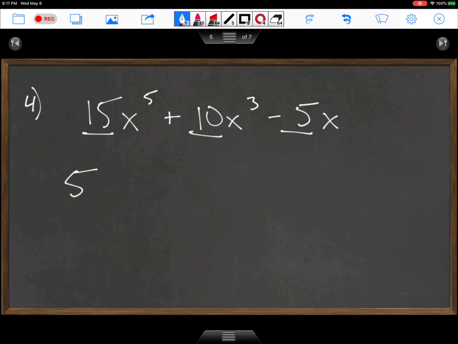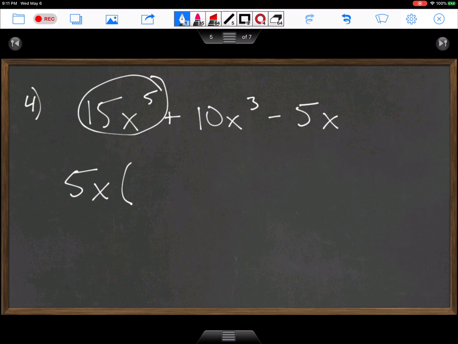Don't listen to it. Okay, so 15, 10, and 5 all have a factor of 5. And let's look at our variable. I have one factor of x in everything. Remember, x to the 5th has at least one factor. So you can kind of find the smallest variable and use that as the highest number of factors of that. So I can also divide everything by x. So I can divide all 3 terms by 5 and x. And I just do it one term at a time.